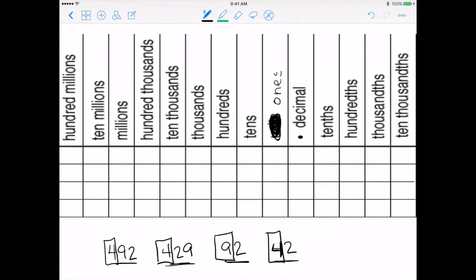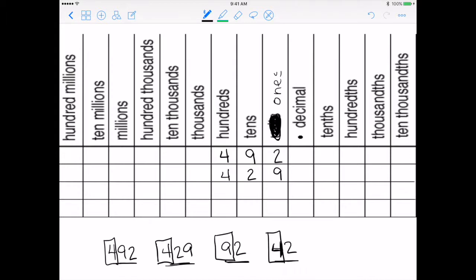Well, if we fill in every number in our place value chart, let's start with our first number, 492. We have a 4 in the hundreds place, a 9 in the tens place, and a 2 in the ones place. Our second number is 429. So again, we fill it in our place value chart. We have 4 in the hundreds place, 2 in the tens place, and 9 in the ones place.